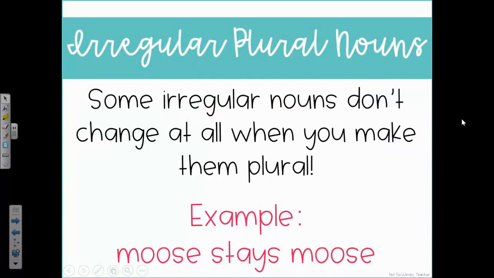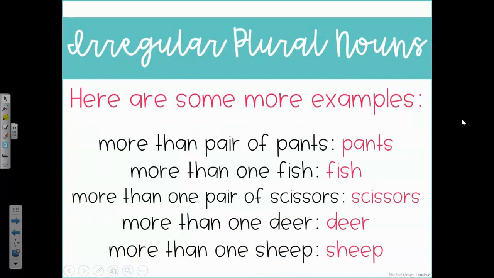Some irregular nouns don't change at all when you make them plural. For example, moose, if there are multiple of them, you still say moose. The plural is the same. There are some more words like this. Think of more than one pair of pants. You still say pants. More than one fish is still fish. More than one pair of scissors is just still scissors. More than one deer and more than one sheep, we still say deer and sheep. So those nouns stay the same when they become plural.